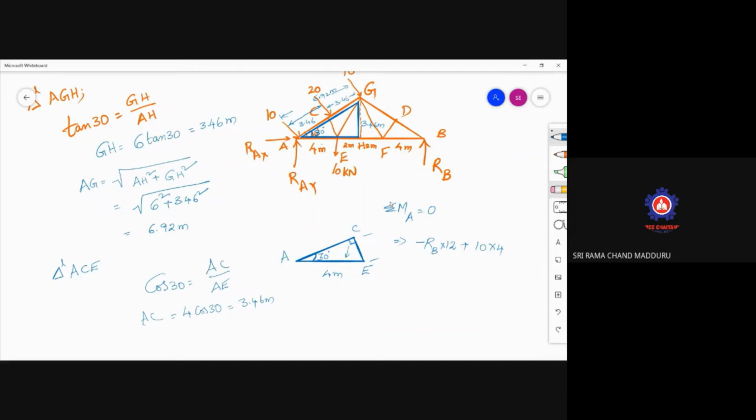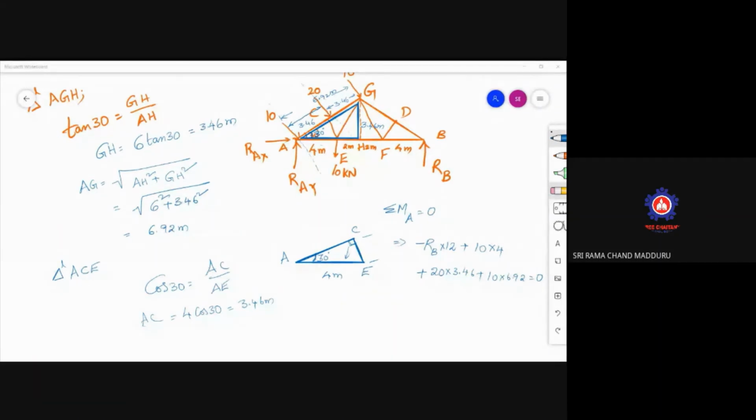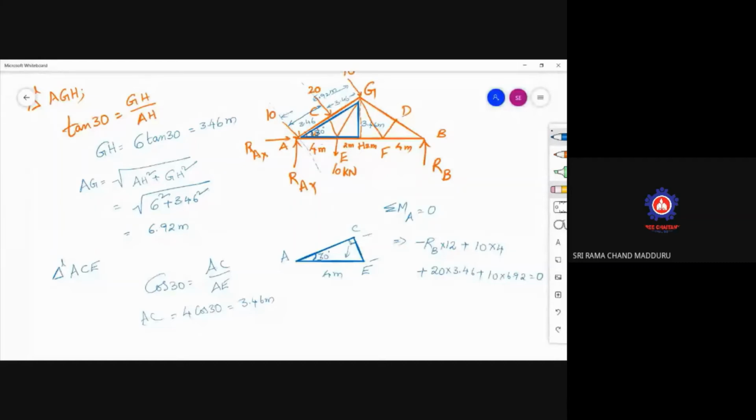Whereas for the 20, this is the line of action of the force. The same line is to be drawn here at A. So moment about A: 20 into 3.46 plus 20 into 3.46, plus 10 kilonewtons is the force acting, the perpendicular distance is 6.92, plus 10 into 6.92 is equal to 0. Now, what is the value of RB?